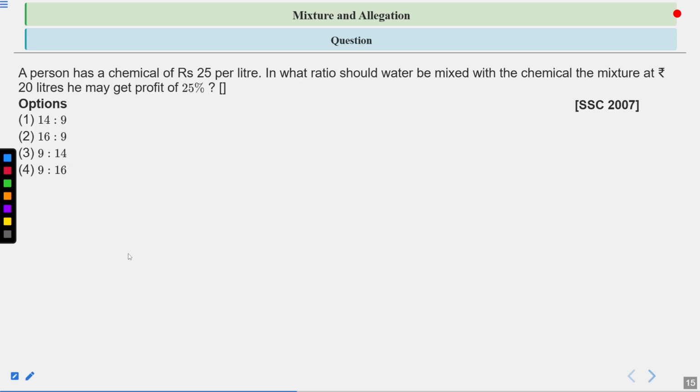A person has a chemical at 25 rupees per liter. In what ratio should water be mixed with the chemical, so that by selling the mixture at 20 rupees per liter, he may get a profit of 25%? And this question was asked in the SSC exam in 2007. So there are 4 options. First one is 14:9, second is 16:9, third one is 9:14, and fourth one is 9:16. Now you have 10 seconds to analyze the question. Your time starts now.